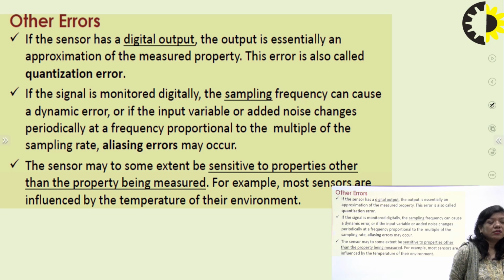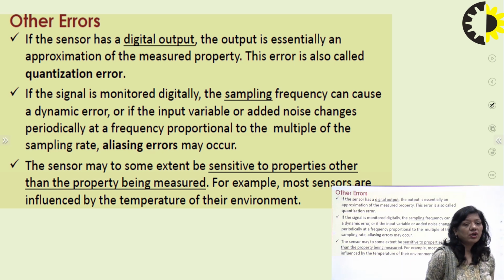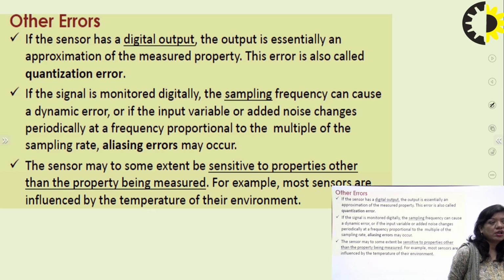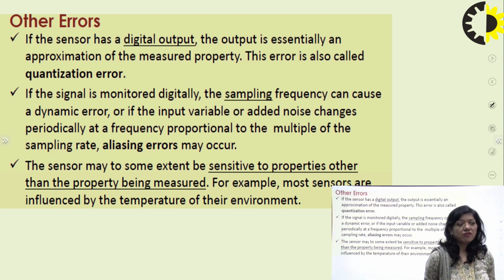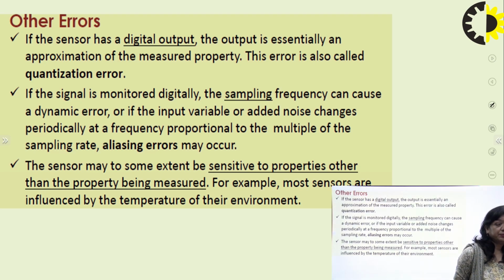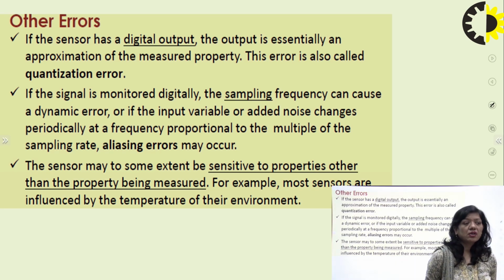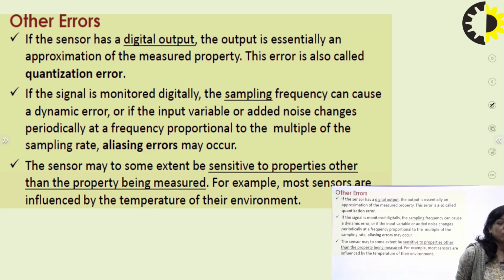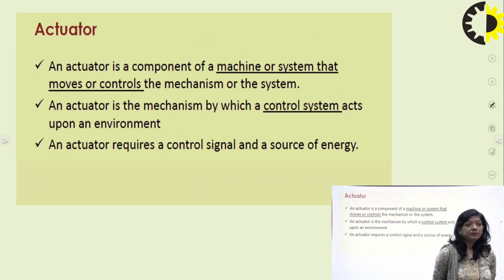Other kinds of error occur. If the sensor has a digital output, the output is essentially an approximation of the measured property. This error is also called quantization error. If the signal is monitored digitally, the sampling frequency can cause a dynamic error if the input variable or added noise changes periodically at a frequency proportional to a multiple of the sampling rate. Arising errors may occur so that the sensor may to some extent be sensitive to properties other than the property being measured. For example, most sensors are influenced by the temperature of their environment.